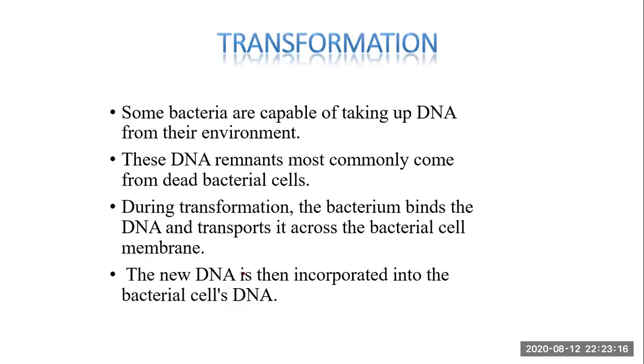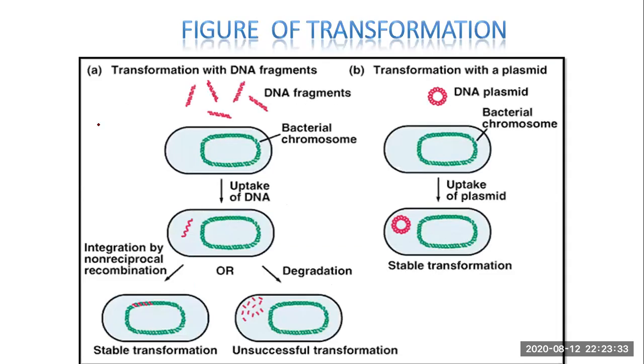And now we'll read the transformation. What happens here? Actually, in the case of the transformation process, what happens? The bacteria binds the DNA and transports it across the bacterial cell membrane. Okay, it's called transformation. How does that happen? It happens in two kinds. One is with DNA fragments, another is with a plasmid.